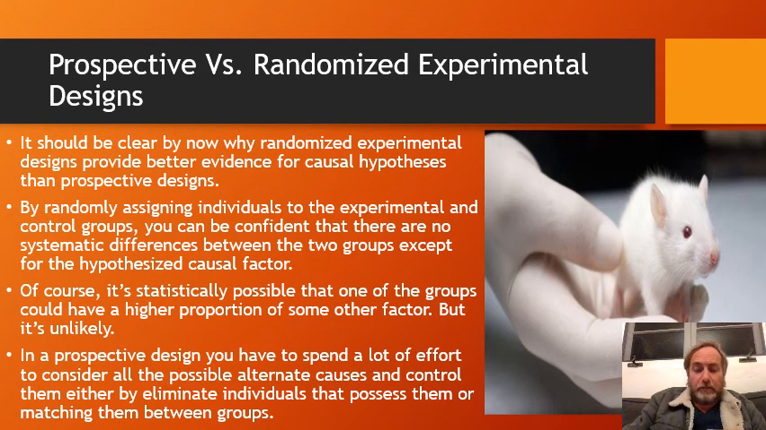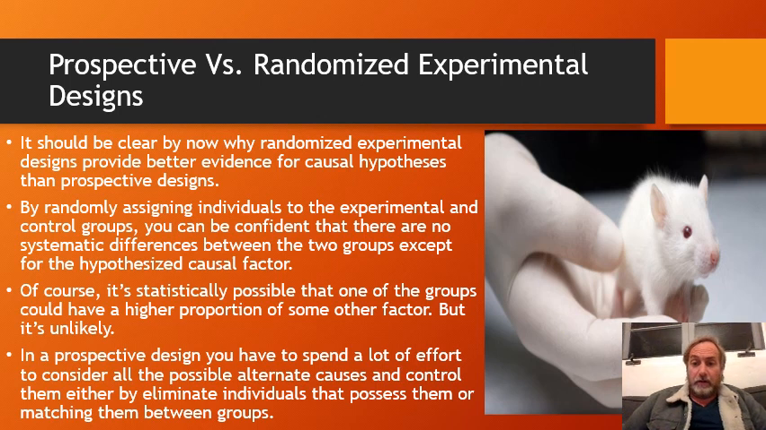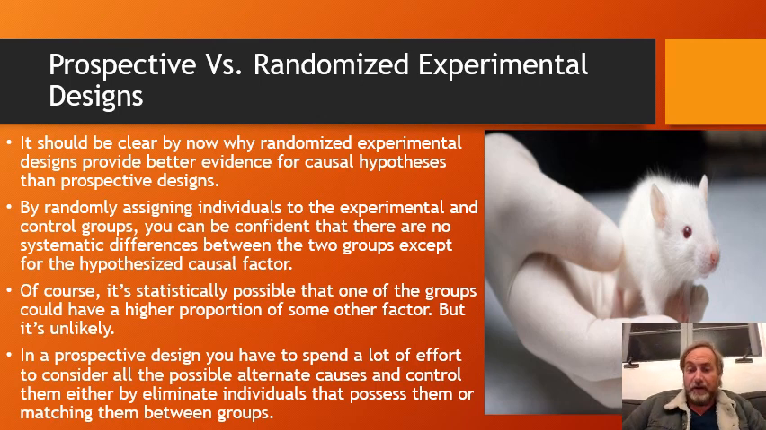It's statistically possible that even when you split them up randomly, one group could end up with a greater proportion of an alternative causal factor that you didn't know about, but it's just statistically unlikely, right? Whereas in a prospective design, you don't get to randomly assign them. They've assigned themselves, or nature has assigned them. And so you have to do a lot of work to determine whether there is some other causal factor at work here.